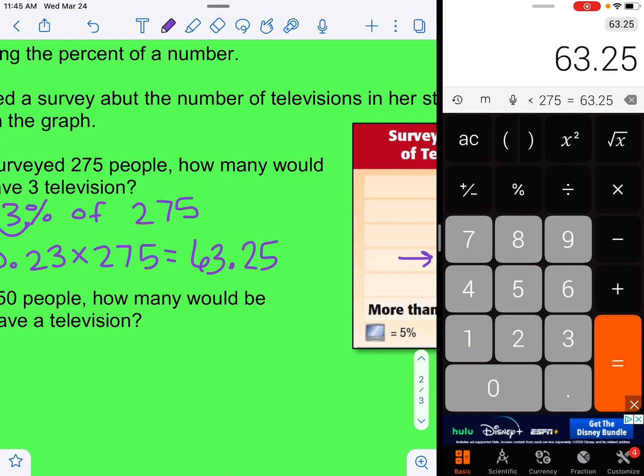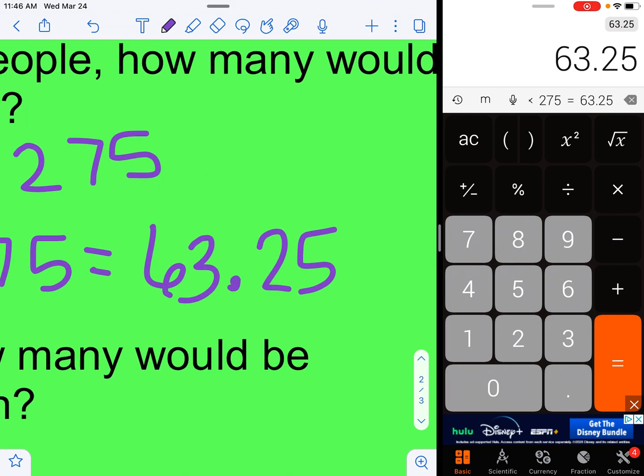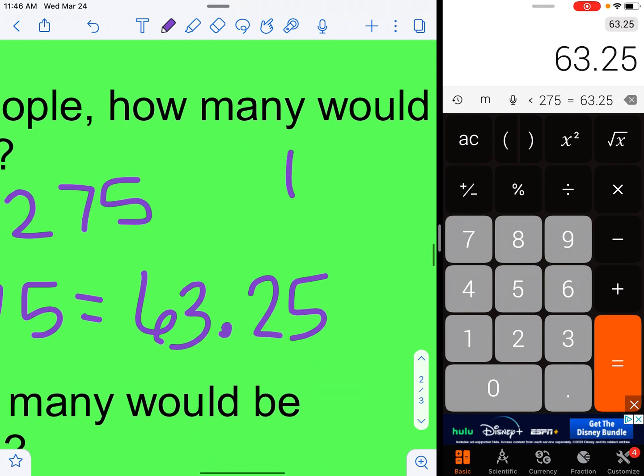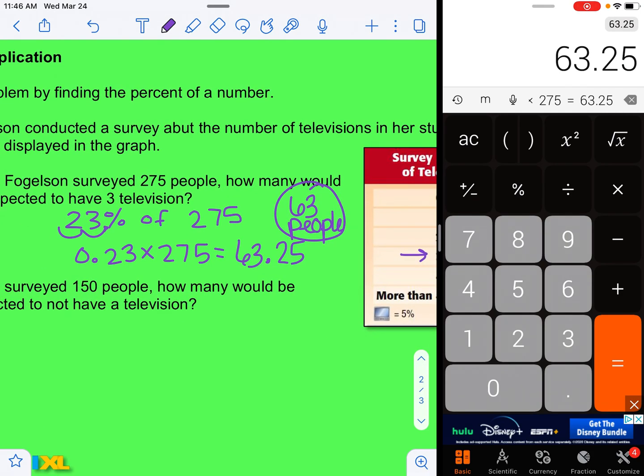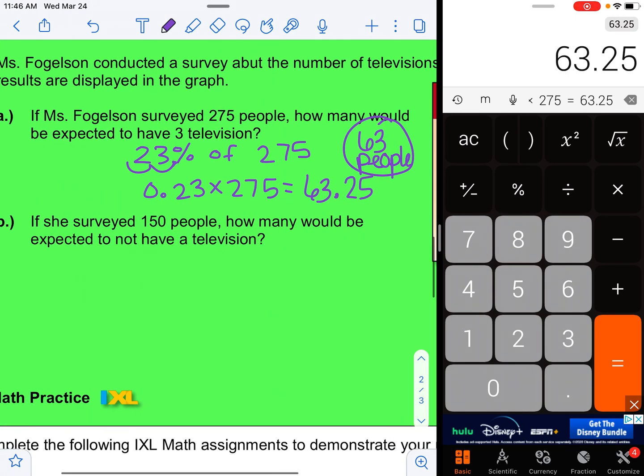Alright, now we need to do some thinking. That's talking about people. Can we have 63.25 people? No, we can't have 0.25 of a person. You can't have like one arm of a person. So we would round this. We can't round up because it's not 64 people. So our answer would be 63 people. And don't forget that label, otherwise I don't know what you're talking about. Maybe you're talking about 63 tacos or 63 dogs. Who knows? Okay, put that label on it so we know exactly what you're talking about.